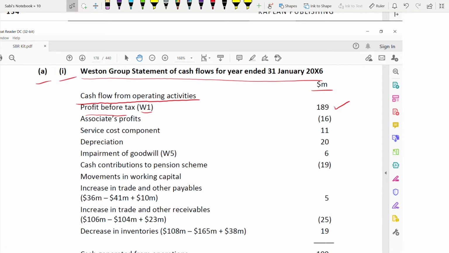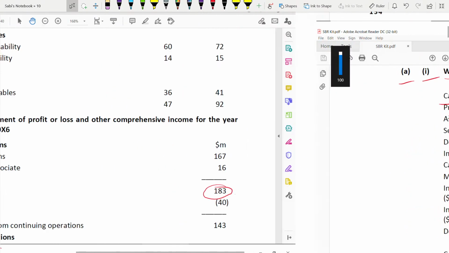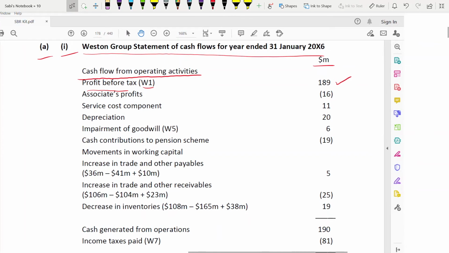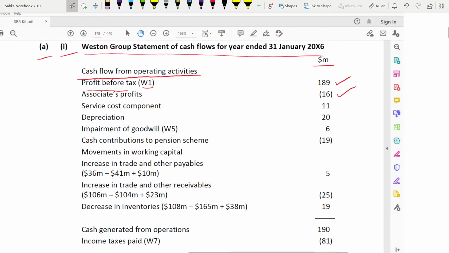Associates profit is very easy. You deduct it. Where do you get the associates profit from? From continuing operations. You see the 16, you deduct it. It was there in the continuing operations; definitely it will not be there in the discontinued operations. So 16 is a profit, you deduct. You reverse your adjustments. Whatever items you have deducted or added to get your profit before tax, now you reverse them. That's what you do in the cash flow statement.